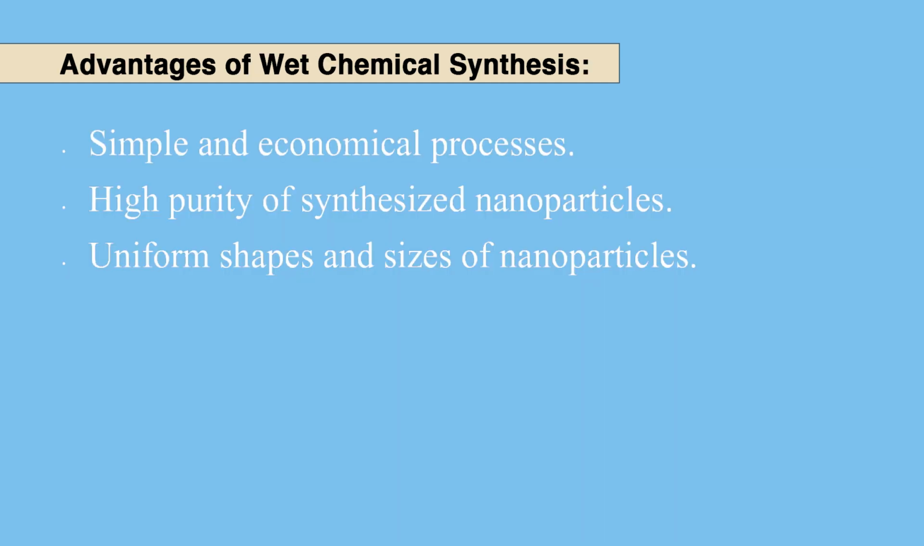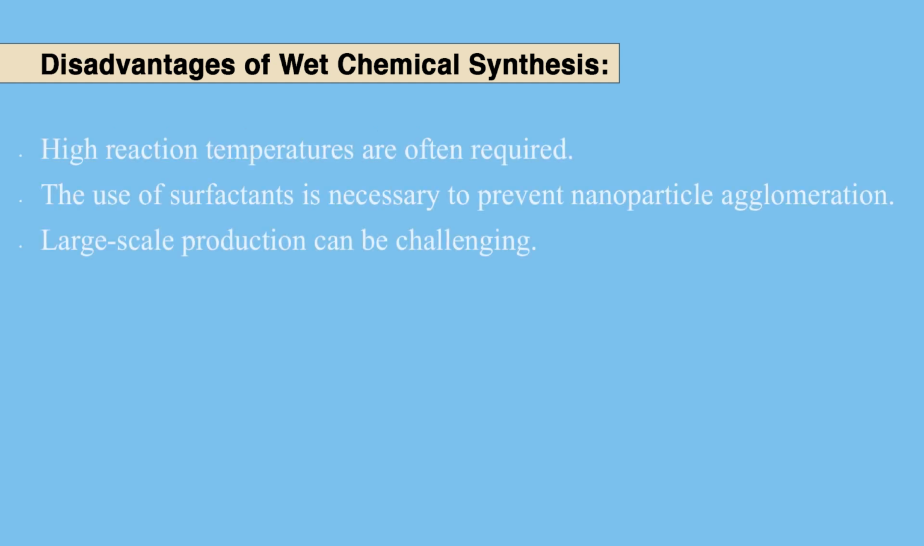What are the advantages of wet chemical synthesis? It is simple and economical, gives highly pure synthesized nanoparticles, and uniform shape and size of the nanoparticles. It also has some disadvantages, and that is high reaction temperatures are required. The use of surfactant is necessary to prevent nanoparticle agglomeration. Large scale production can be challenging. Wet chemical synthesis remains a versatile method for nanoparticle production, offering the flexibility to tailor nanoparticle size and composition for various chemical applications.